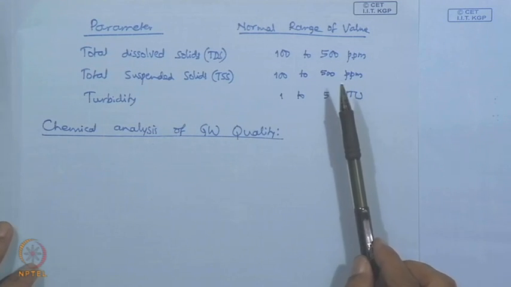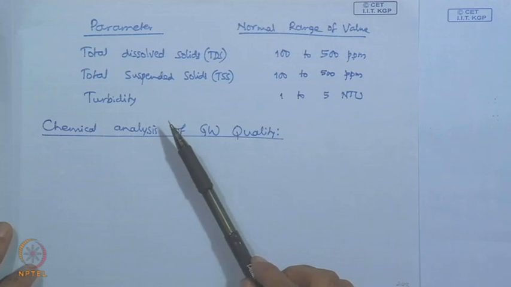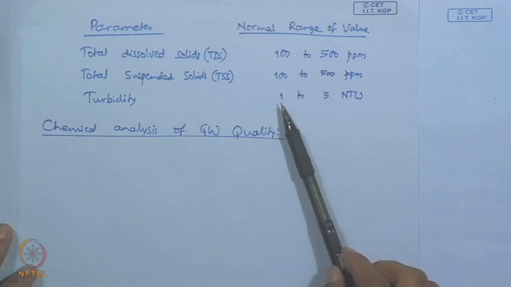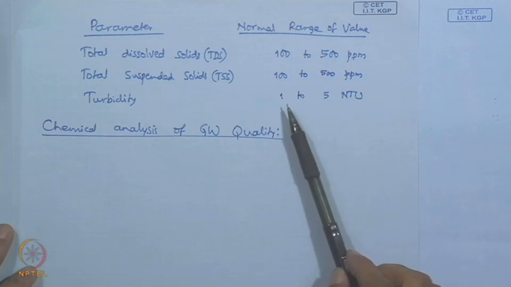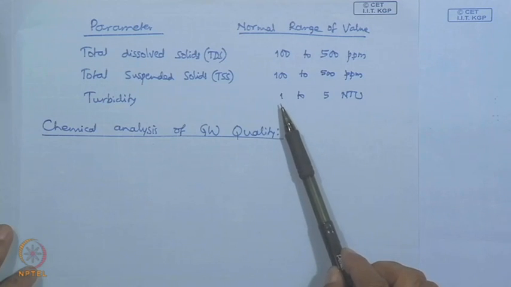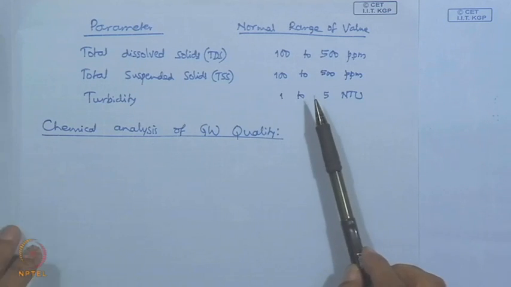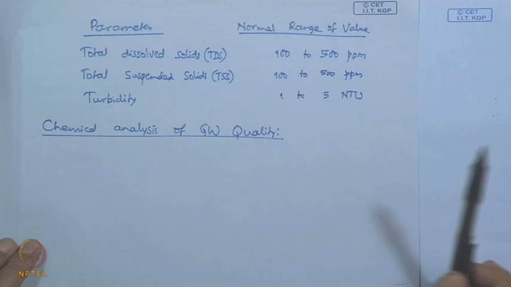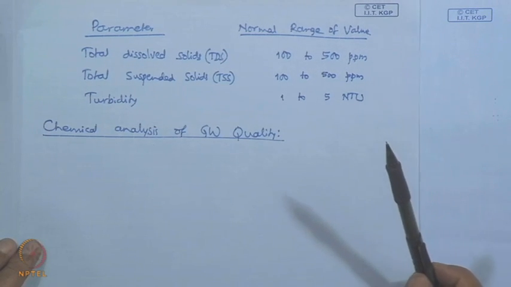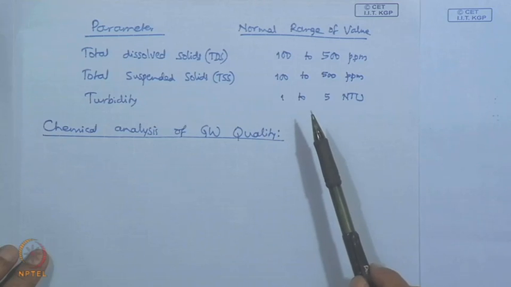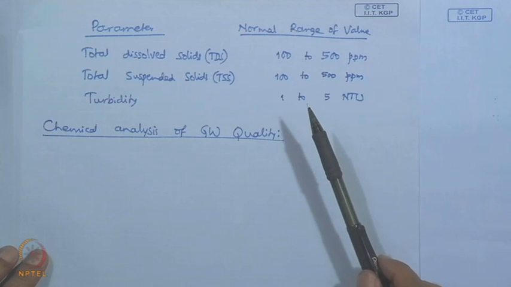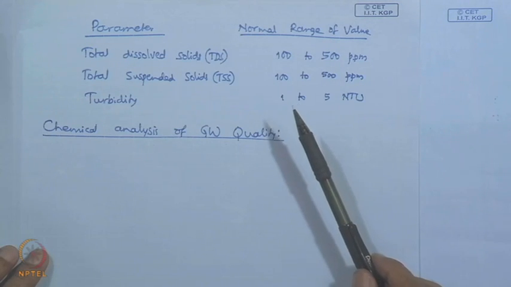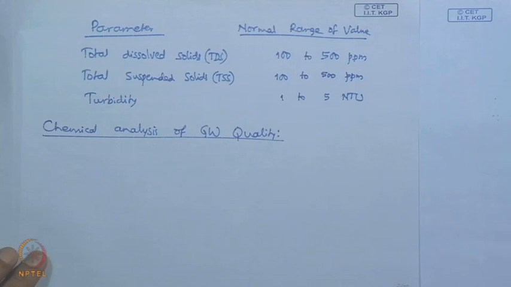500. And then turbidity also is one of the parameters, for which we can say the normal range of groundwater turbidity is from 1 to 5, which is very much within the permissible range. And so, the evaluation of all these physical parameters constitutes what is known as the physical evaluation of the groundwater quality. Now we will go to the chemical analysis of this groundwater quality.